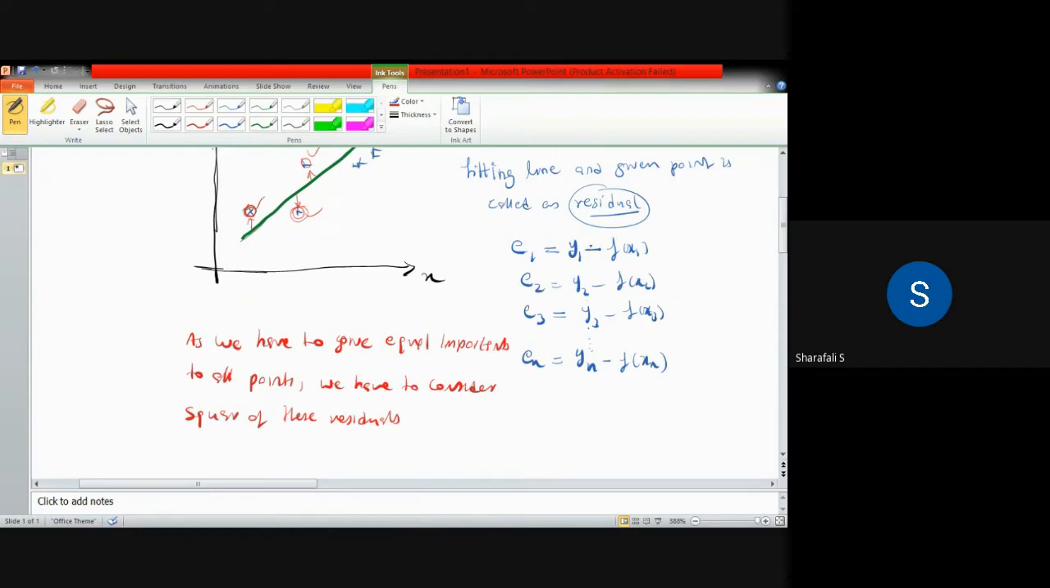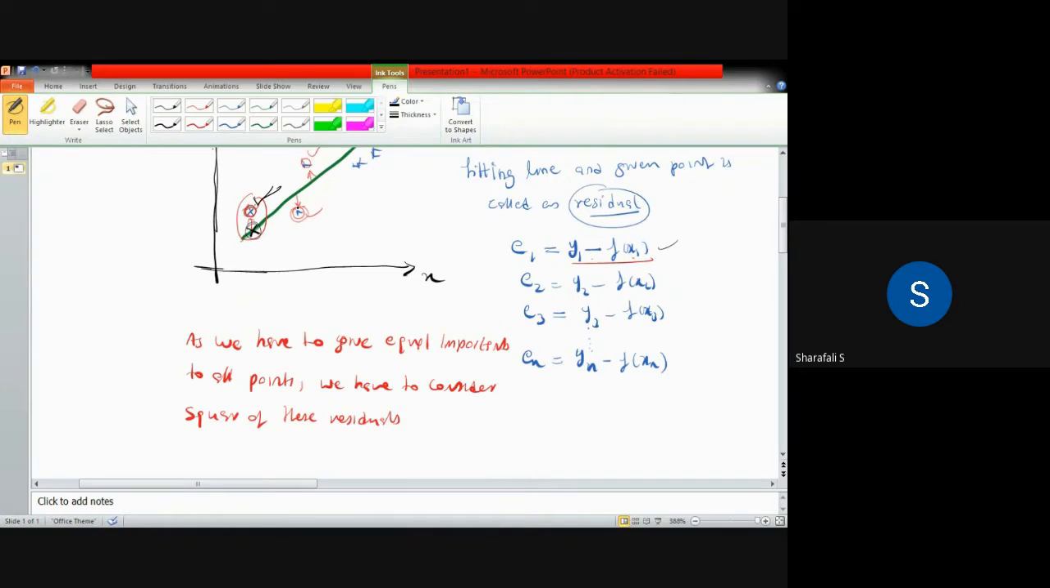So in that case, let us consider this one, y1 minus f of x1, that is this. Let us consider the point in that fitting line, that is here, that is f of x1. So if you take y1, this is y1, then y1 minus f of x1 will be positive, because y1 is larger than f of x1. So this one will be positive.